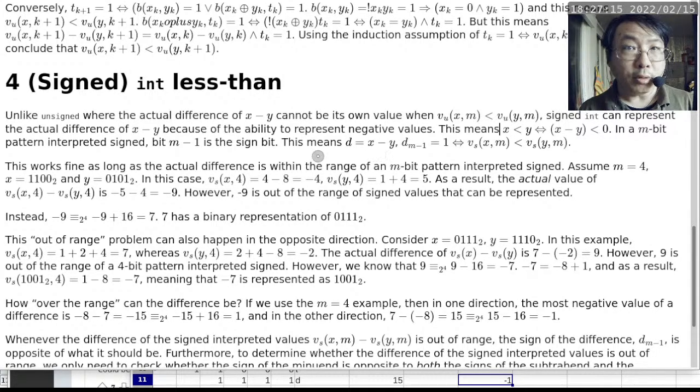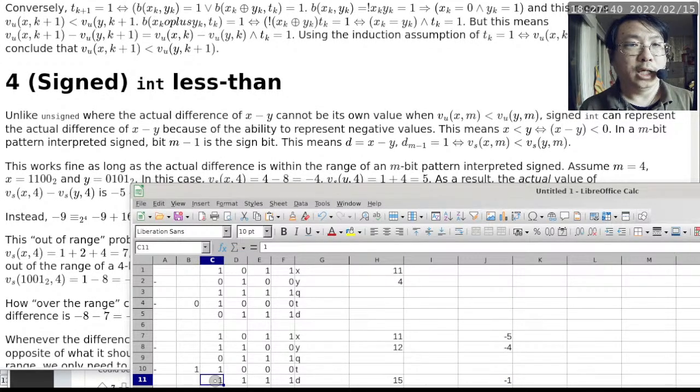So it looks like in that case, remember x minus y is the difference, which is d, right? So if x minus y is less than 0, that means d is less than 0. If d is less than 0, then the most significant bit, which is called the sign bit, is going to be a 1. So it looks like we have a pretty easy job here. In other words, the sign bit of the difference is a 1 if and only if x is less than y interpreted signed. Or so it seems, right?